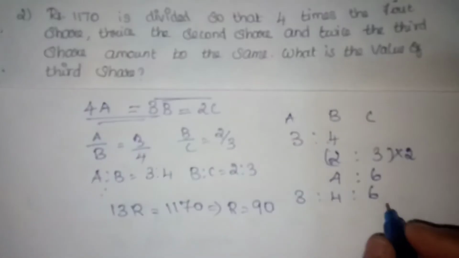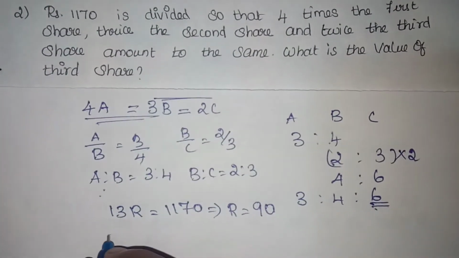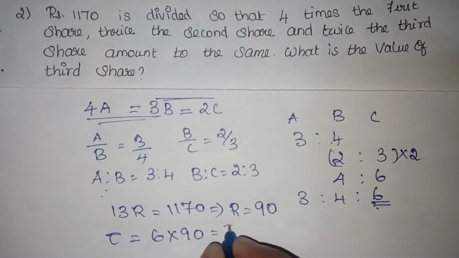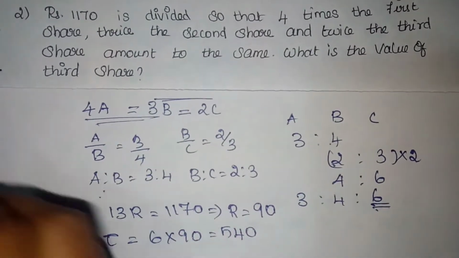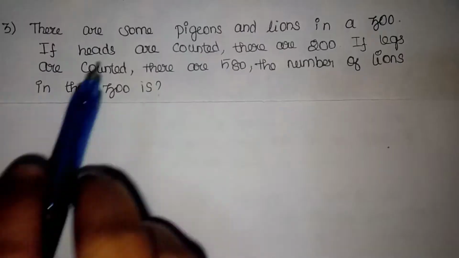So here I have to find the share of the third person, value of third share, that is 6 ratio. So third share C will be equal to 6 into 90. Answer will be 540 rupees. So value of third share is 540 rupees. Let us see the third problem.